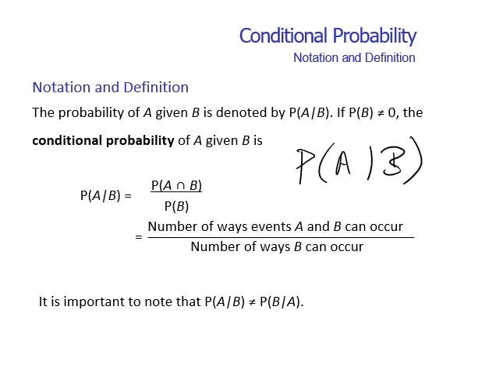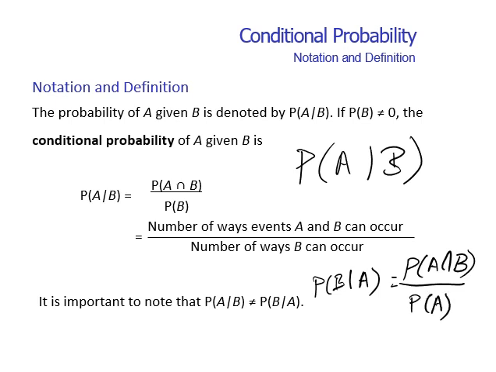Always take note that the probability of A given B is not the same as the probability of B given A. If I write out the probability of B given A, we will see that the numerator is the same. It's the probability of A and B, but the denominator is the probability of A. It's different from here. These two are different, so take note.